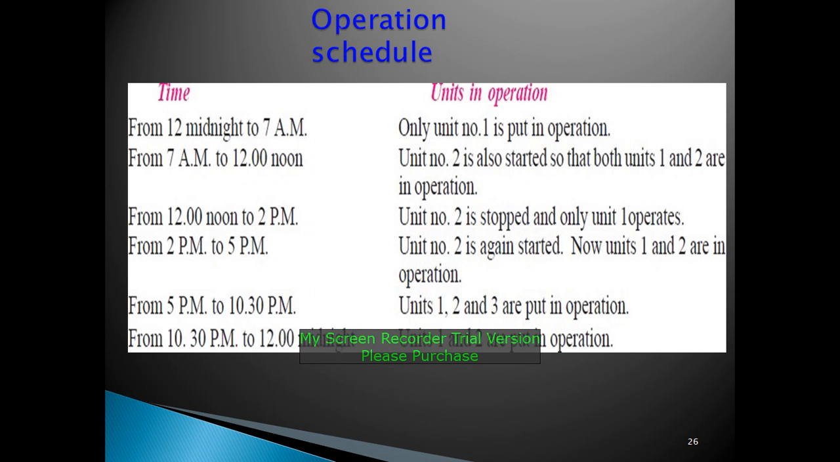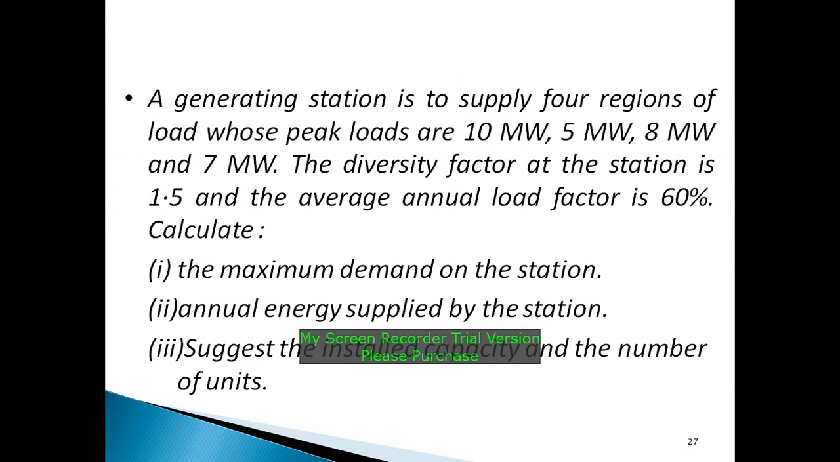Another important problem: suppose the operation schedule is given like this. From midnight to 7 a.m., only one unit is put in operation. Then 7 a.m. to 12 noon, and so on. This type of condition is also given to identify the different load elements and the characteristics of the particular load connected with the generating station. So from this, 3 different units are there, and they may give the schedule of when the units are put in operation and when they are not in operation. It is given for simple understanding purposes.